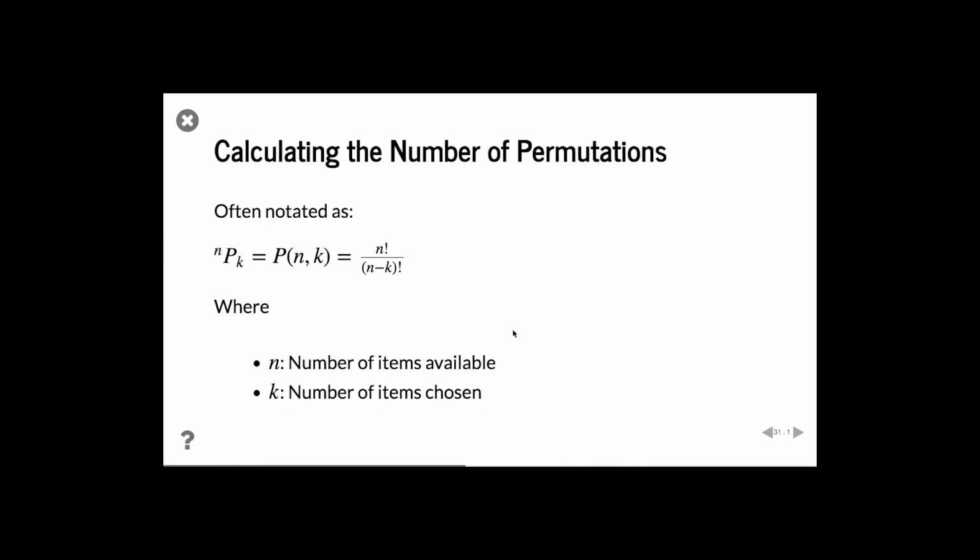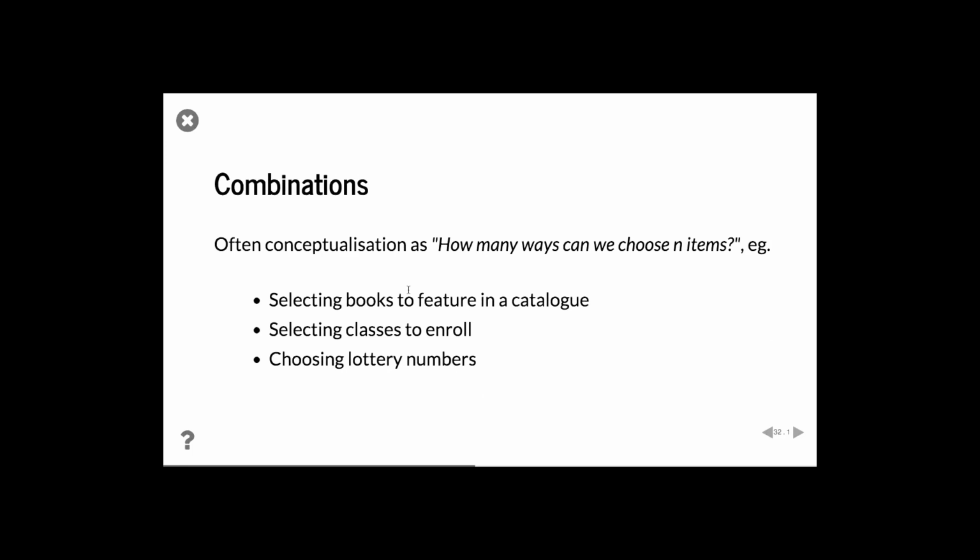Now, there's a formula given for calculating the number of permutations. We have this n factorial over n minus k factorial. Now, I'm not going to sit here and talk about equations, all talk, but this is going to come back later, so just keep that in mind.